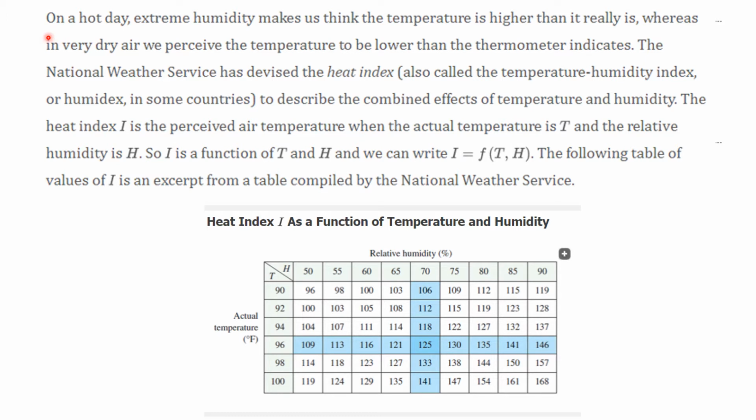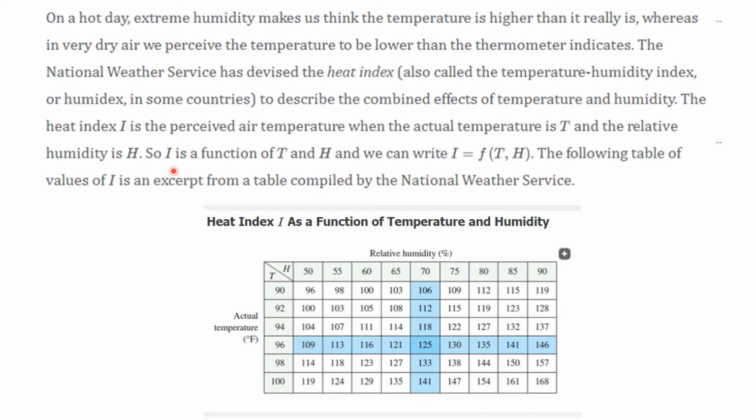On a hot day, extreme humidity makes us think the temperature is higher than it really is, whereas in very dry air, we perceive the temperature to be lower than the thermometer indicates. The National Weather Service has devised a heat index, also called the temperature humidity index, to describe the combined effects of temperature and humidity. The heat index is the perceived air temperature when the actual temperature is capital T and the relative humidity is capital H.